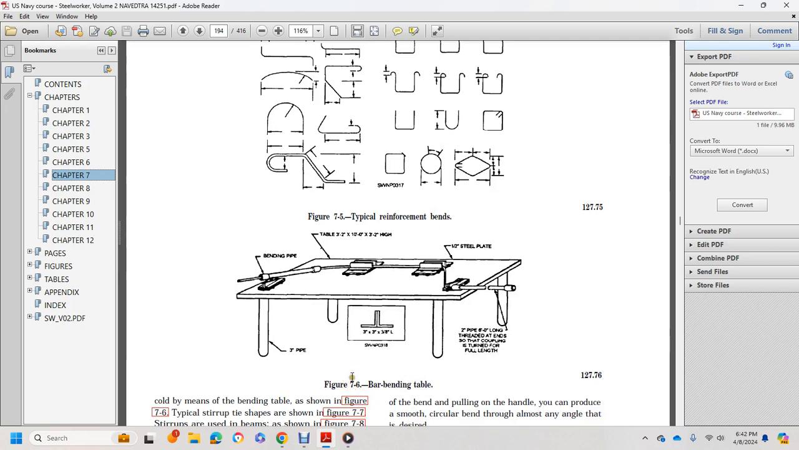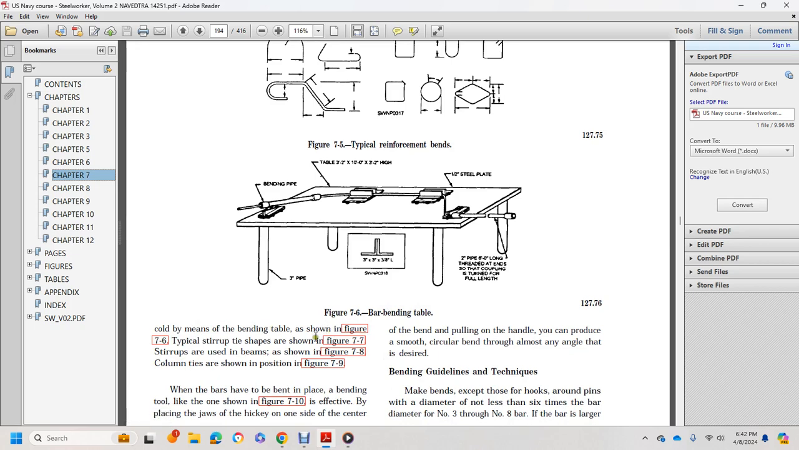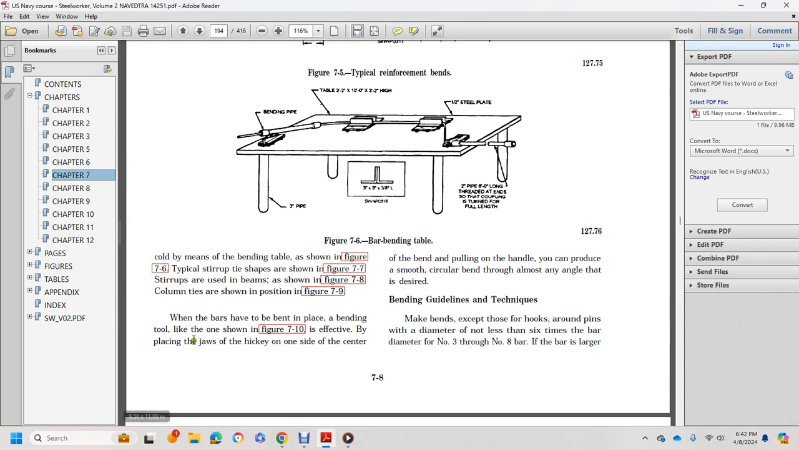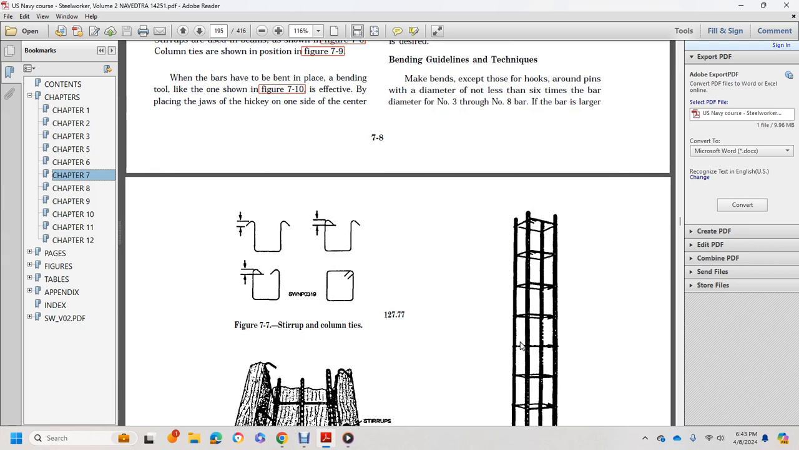Figure 7.6 shows a bar bending table. Cold bending is done with the bending table shown in Figure 7.6, the types of stirrup and tie shapes shown in Figure 7.7, stirrups used in beams shown in Figure 7.8, column ties shown in Figure 7.9, and bars bent into place with a tool like the one shown in Figure 7.10. Bend effectively by placing the jaws of the hickey on one side of the center of the bend and pulling with the handle, which will produce a smooth and circular bend at the desired angle. Make a bend around pins of a diameter not less than 6 times the bar diameter for number 3 through number 8 bars, and larger if the bar is larger.